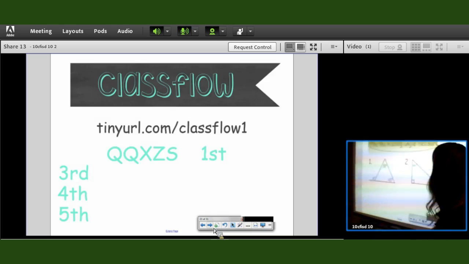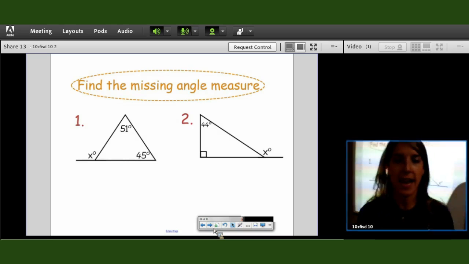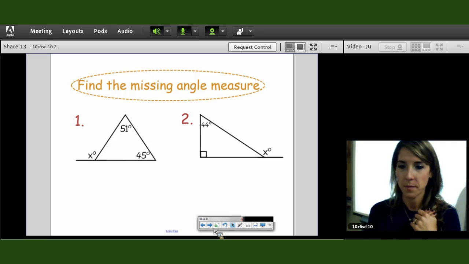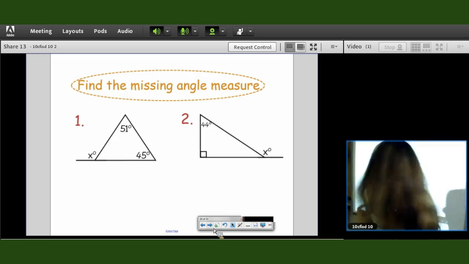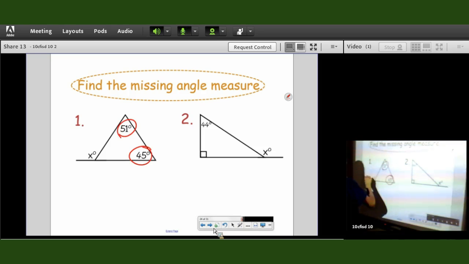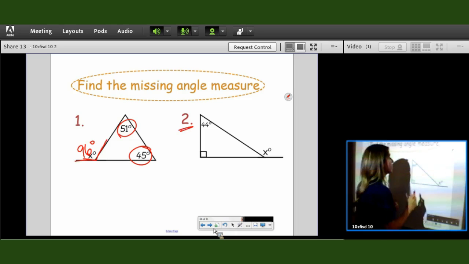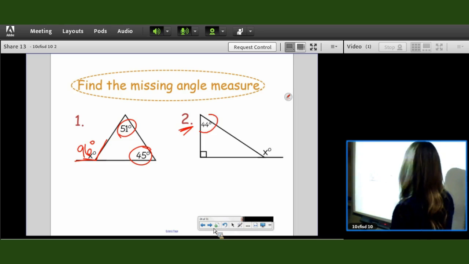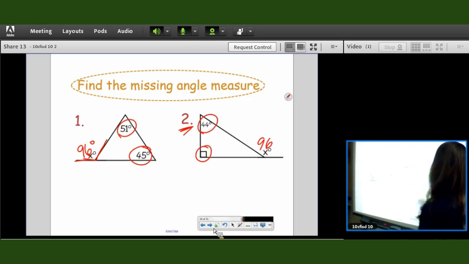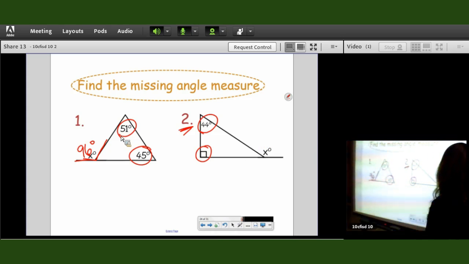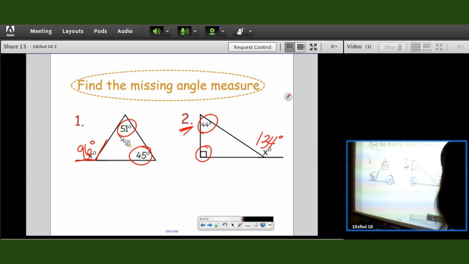We're not going to do class flow because we don't have time. All right, angle x. What's the measure of angle x? Shortcut, use it. Go. Yay! You add the remote interior angle, and you get the exterior angle. Number 2, go. You add the remote interior angles, and you get the exterior angle.